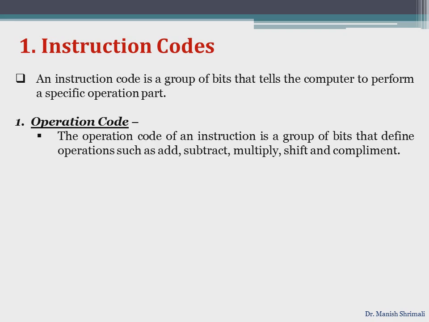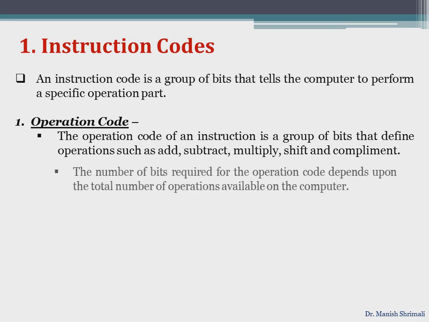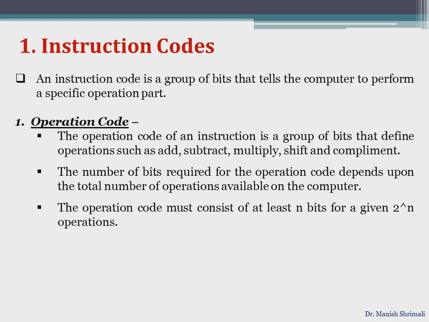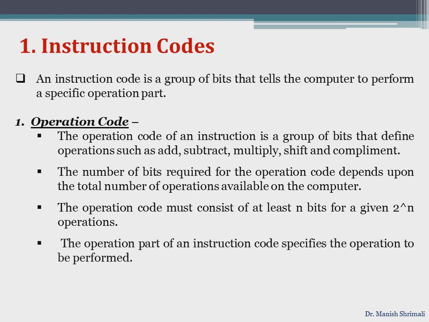The operation code of an instruction is a group of bits that define operations such as add, subtract, multiply, shift, complement. The number of bits required for the operation code depends upon the total number of operations available on the computer, and the operation code must consist of at least n bits for a given 2 raised to n operations. The operation part of an instruction code specifies the operation to be performed.